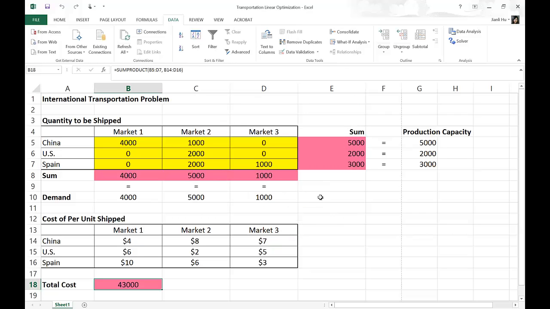We can see from what Solver found, among the 5,000 units we produce in China, 4,000 should go to market 1, and 1,000 should go to market 2. Among the 2,000 units we're going to produce in the US, they should all go to market 2. Why? Because that's the lowest shipping cost. We want to take advantage of that. And among the 3,000 units we're going to produce in Spain, 2,000 have to go to market 2 to meet the demand there, and 1,000 will go to market 3 to meet the demand there. And the total shipping cost will be $43,000.